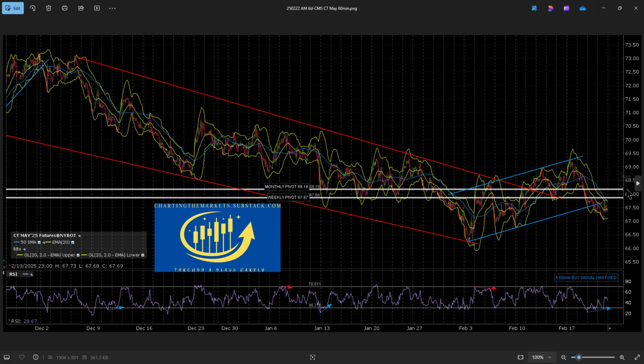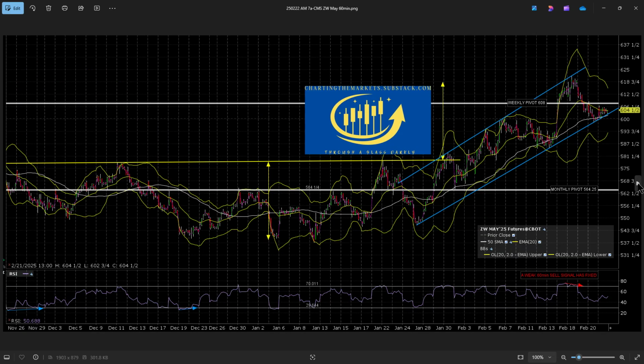We do have, in the short term, a 60-minute buy signal fixed. Could we see a retest of this high and then a retest of the low? It would be a bit oversized, but maybe, yeah.